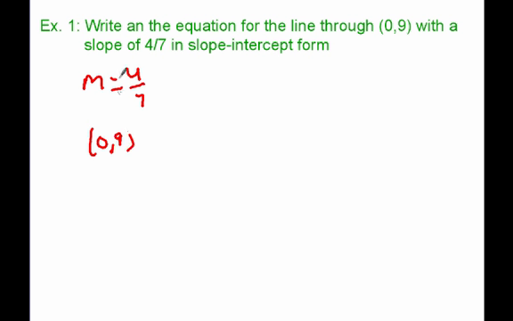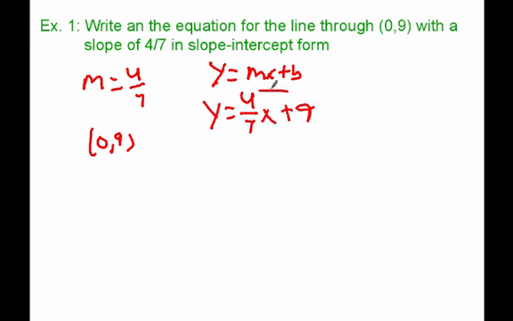Because I have the slope and the intercept, it makes sense for me to just start with y equals mx plus b, right here in slope-intercept form, and use this information. We just plug in: y equals 4/7 x plus 9. And that's it. That's all we have to do. This is the easiest case. If we're given the intercept and the slope, then we can just put it right into slope-intercept form.